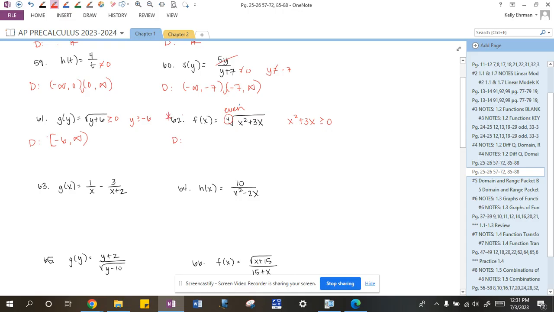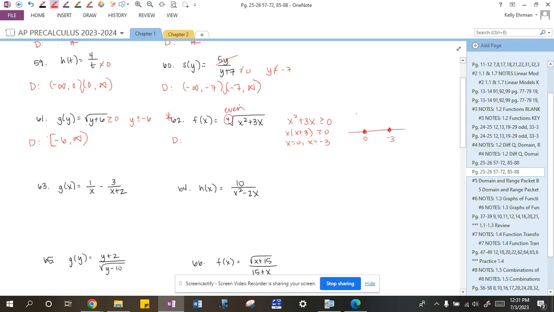So for 62, I'm taking x squared plus 3x, setting it greater than or equal to 0. Now, be careful on 62. You cannot just factor out an x and say, oh, x should be greater than 0 or greater than negative 3. That's not how that works. Instead, you do get those zeros. You put those zeros on a number line with closed circles because we're allowed to hit 0. And you think about what this graph would look like. So not the fourth root graph, just the x squared plus 3x part.